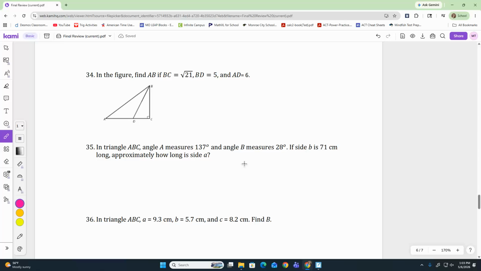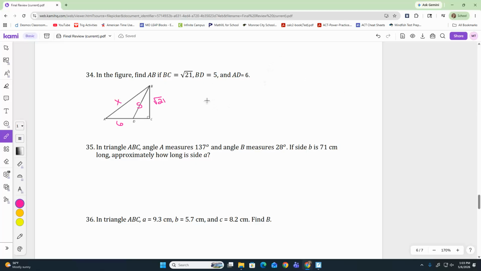Okay, 34. We know the distance from B to C is the square root of 21. From B to D is 5, and A to D is 6, and we want this side. It's tempting to think we have to do a lot of elaborate stuff because we've learned a ton this semester. But remember, everything doesn't have to be difficult.